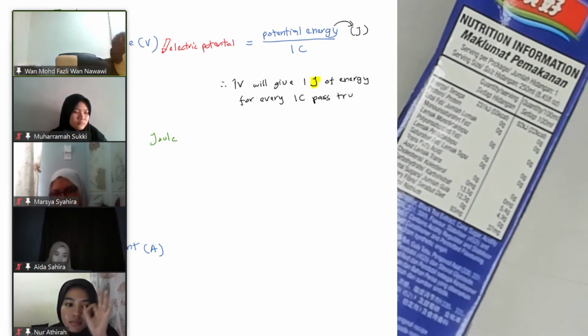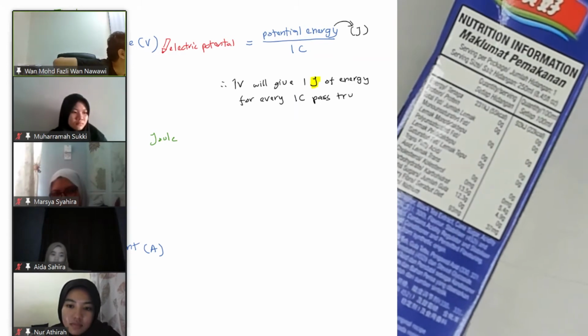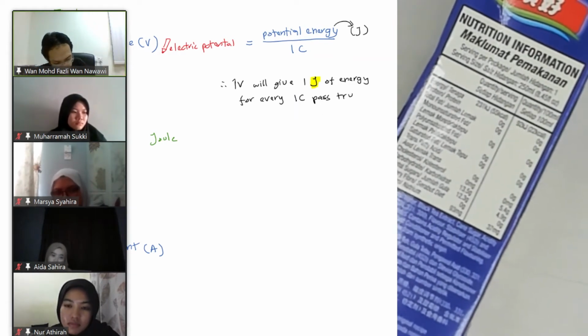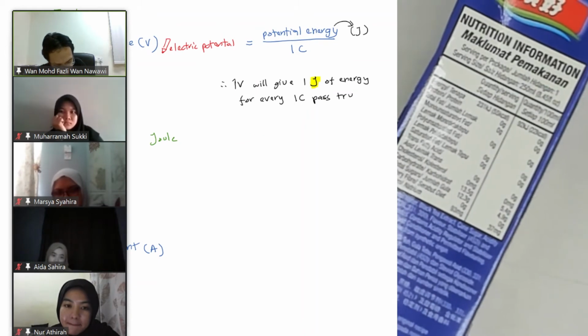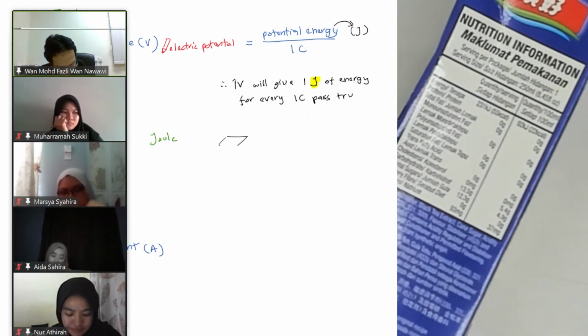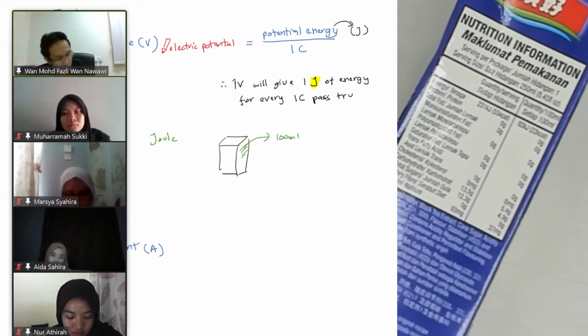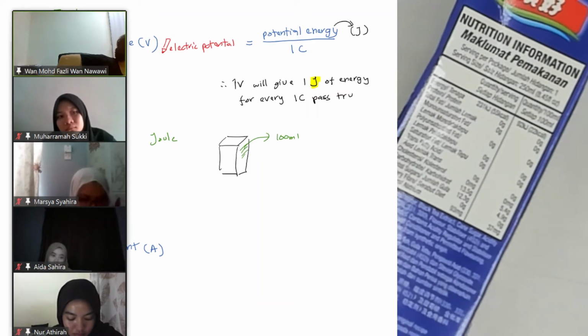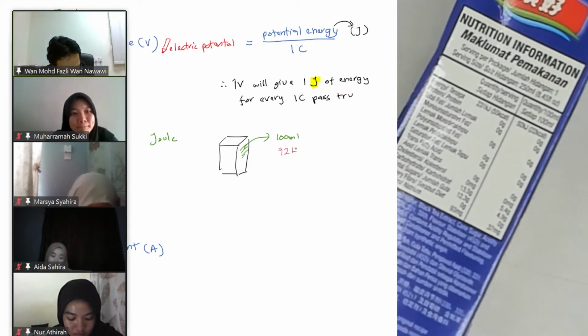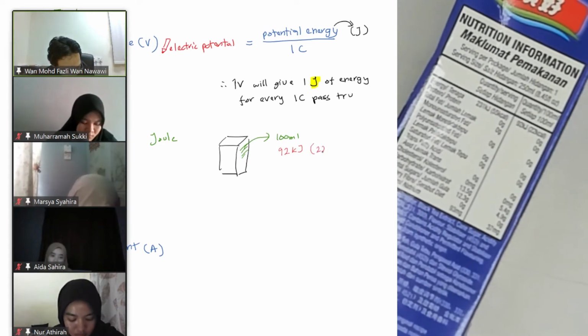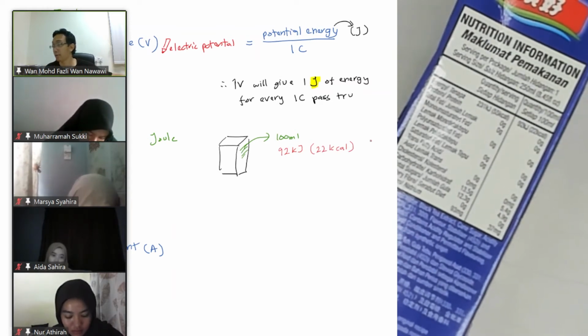But let me read for you. So there they said that for 100 ml they have this. In the ingredient part of the box here, you will see that for 100 ml, whenever you consume 100 ml, you basically consume 92 kilojoule, and then they put in brackets 22 kilocalorie. Okay, so this is what you see on this box, if you can't see it.